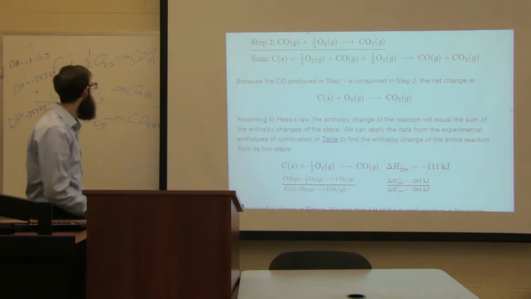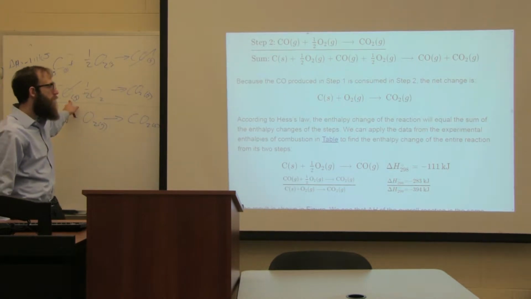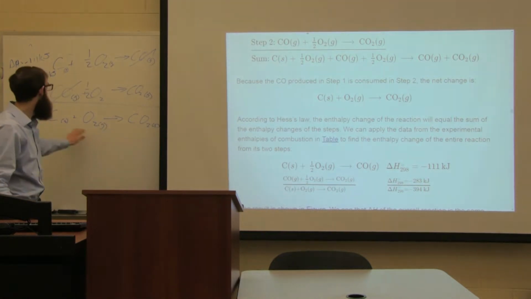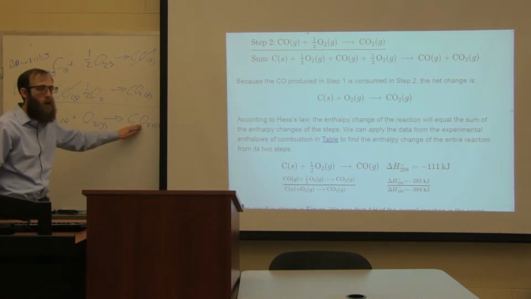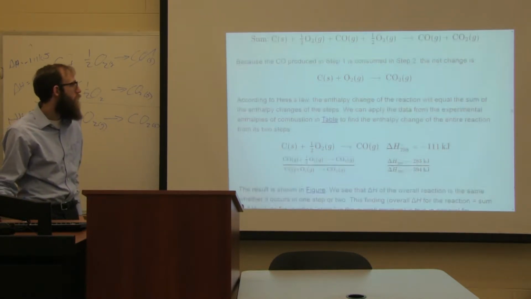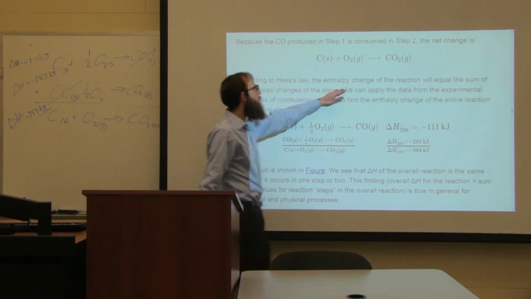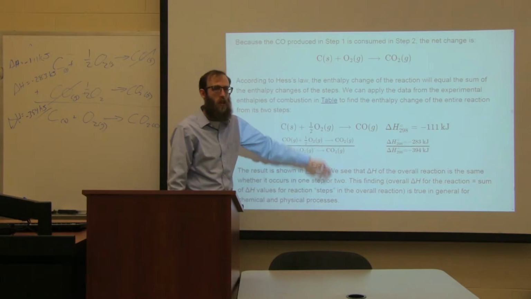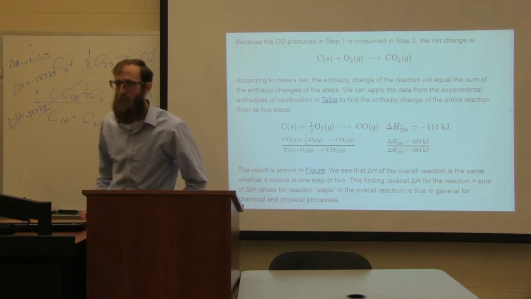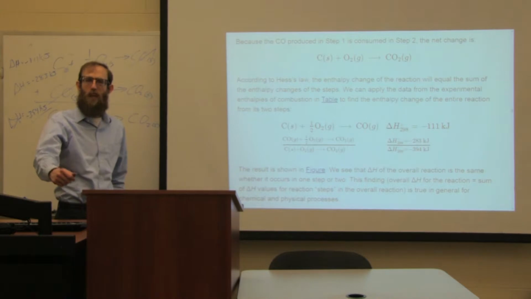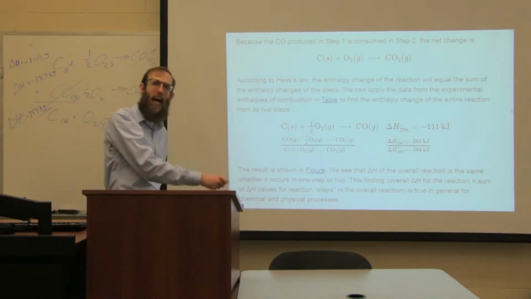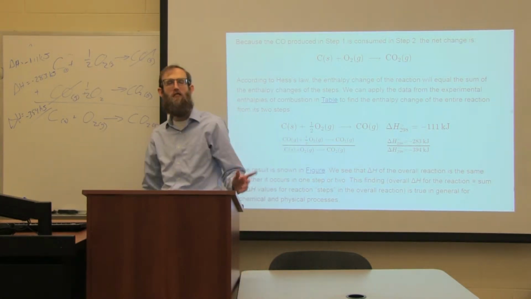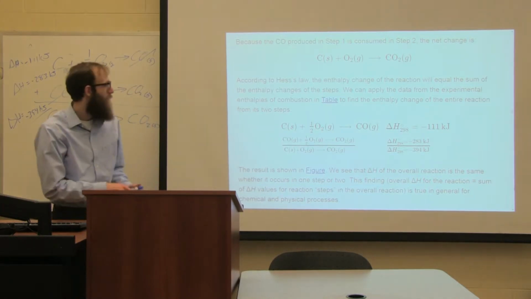Right? Why can we do this? Well, because this is being produced, but then it's being reacted. Right? And the overall reaction is the reaction of the elemental forms providing that molecule. According to Hess's law, the enthalpy change of the reaction will equal the sum of the enthalpy changes of the steps. Well now, if we know the enthalpy changes of the steps, and we can use those steps to create the reaction, we have now figured out a way to calculate the enthalpy change for the reaction without ever having to actually do it. That's nice.